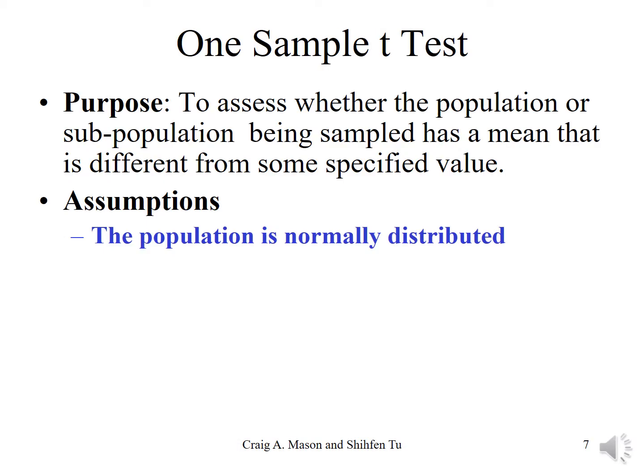Now, when you look at the assumptions for the one-sample t-test, they're almost the same as we saw for the one-sample z-test. First, the population needs to be normally distributed. Technically, like with the one-sample z-test, what I mean is that the population distribution for sample means is normally distributed. If I took an infinite number of samples and calculated a mean for each of those samples, would those means follow a normal distribution?